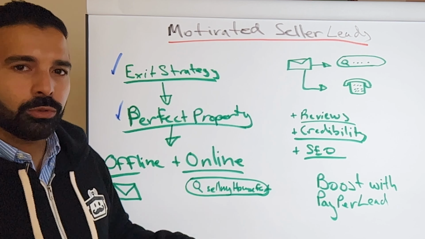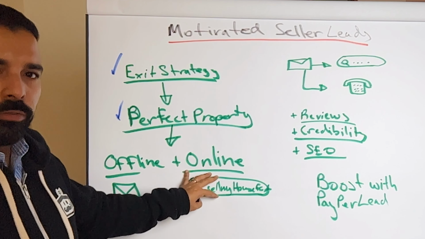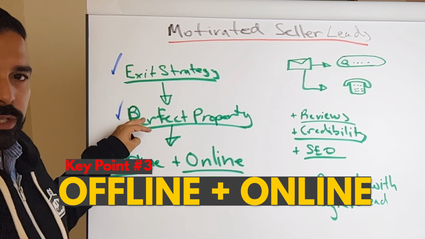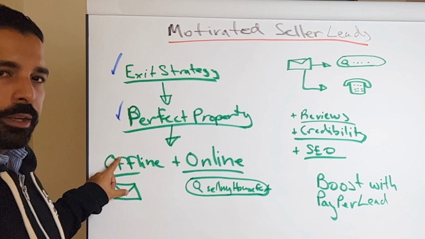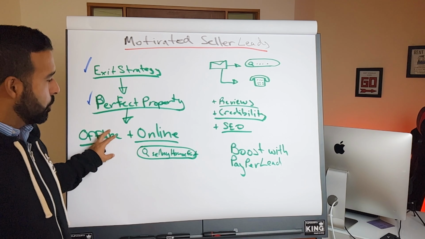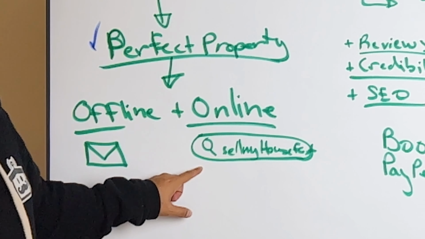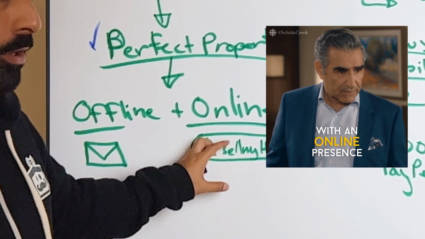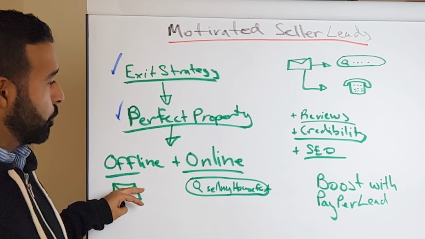Now, in this day and age where attention span is so little, we have to combine offline and online. What do I mean by that? Once you define your exit strategy and you have defined your perfect property, you can start marketing to them offline. It could be as simple as a yellow letter or postcard, and then you want to have some sort of online presence, right? When somebody Googles you or Googles sell my house fast, you want to be able to pull up, and this could be done organically or through paid ads.